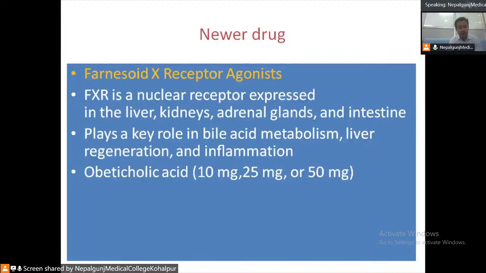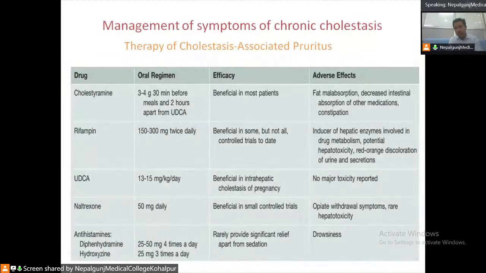So this new drug is obeticholic acid. The dose is 10 milligram, 25 milligram, and 50 milligram, maximum is 50 milligram per day. The side effect of the drug is pruritus. Although PBC patients already have pruritus, if you give it, the pruritus may increase. Another side effect is an increase in the LDL, cholesterol level. It's a newer drug. Now, we have given the drugs for PBC.